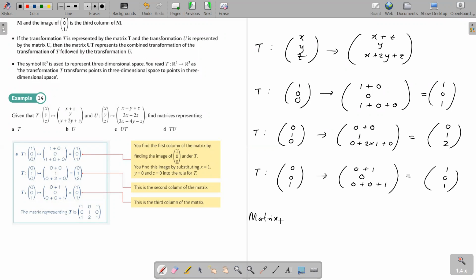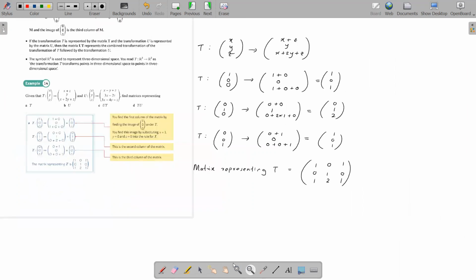So what is the matrix representing T? The matrix representing T is 1, 0, 1; 0, 1, 2; 1, 0, 1. Can you see the 3 by 3 matrix that represents the transformation T is given by this? Okay, is this clear? And then the next part, you need to remember this as well.